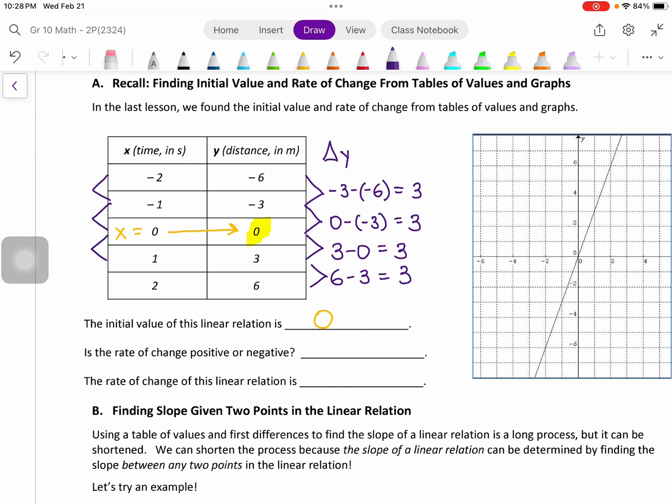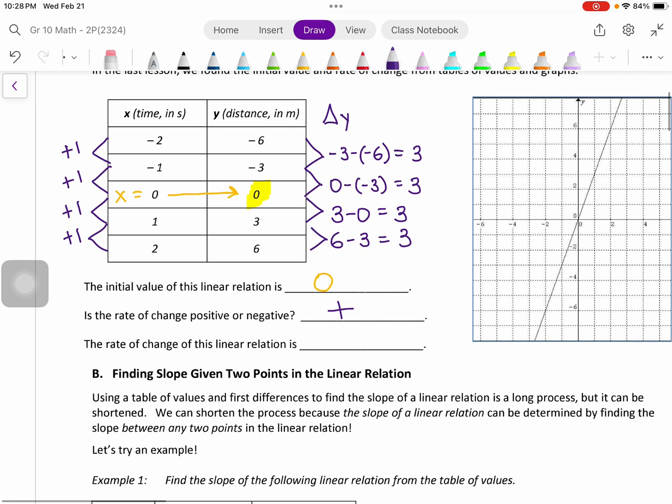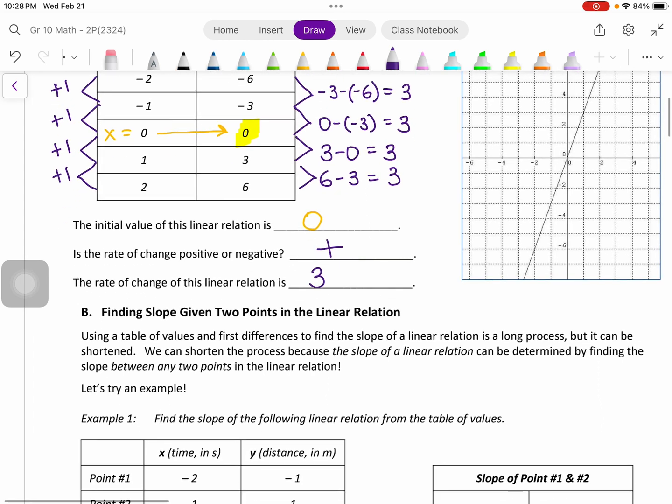We can see as we move along the x's that each time we're increasing by just 1. So the rate of change here is 3 over 1. Both of these values are positive, so overall this is a positive rate of change. And the rate of change here is 3 over 1, or just 3. And it's a positive 3, but if we just write 3, it's automatically positive unless we were to put a negative there.